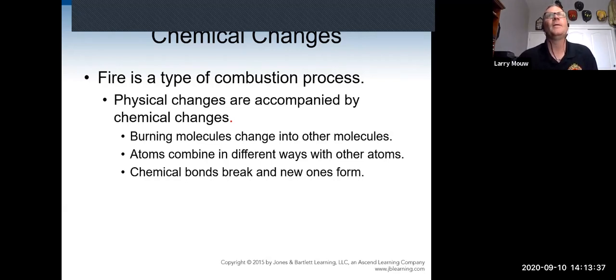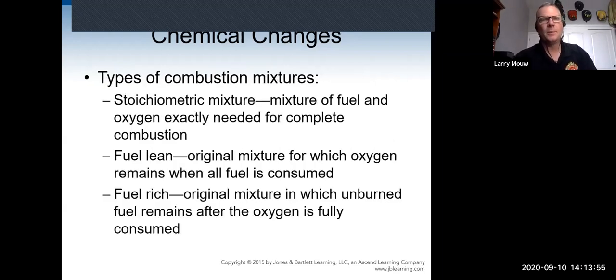But when you add a fire to certain materials, and as it changes, a chemical reaction takes place, and we get something totally different. So burning molecules change into other molecules. Atoms combine in different ways with other atoms, and chemical bonds break and new ones form. There's a couple of types of combustion mixtures. Again, this combustion is dealing with fire, where combustion is taking place.